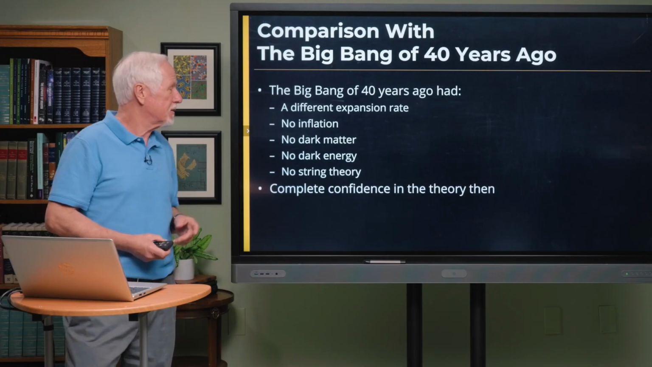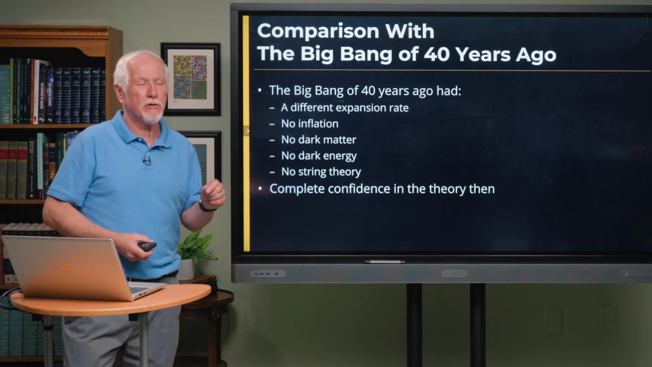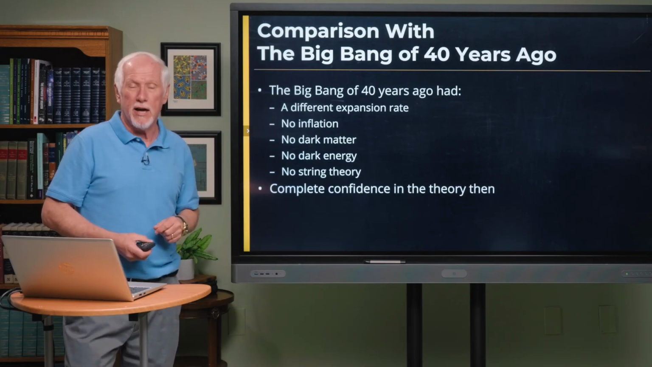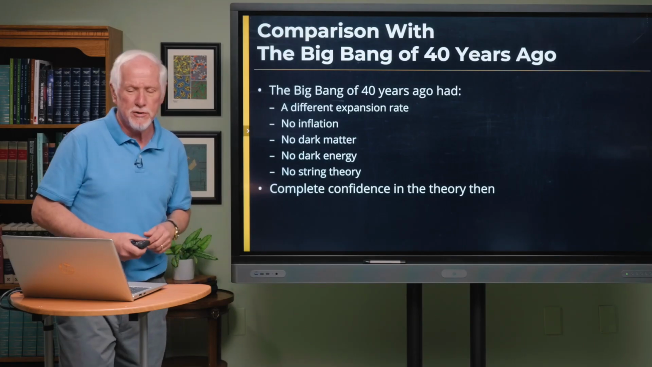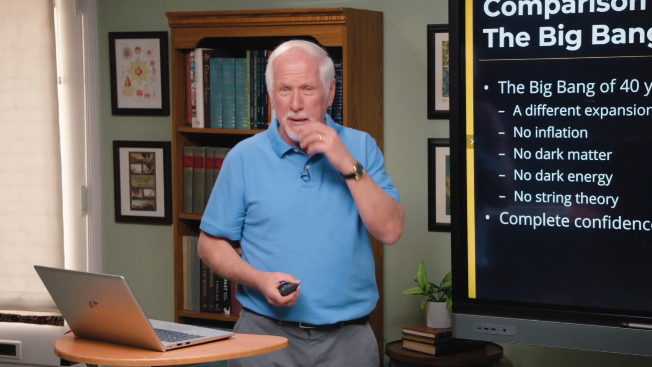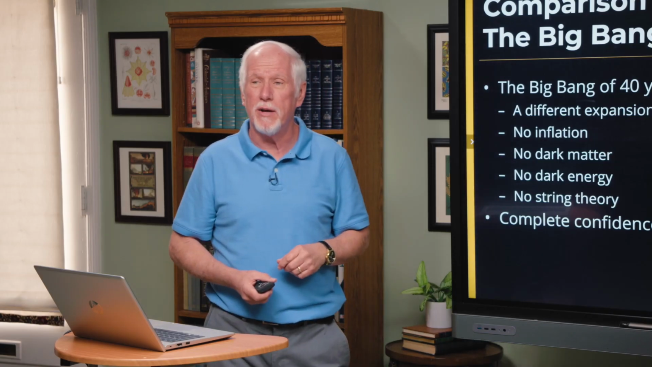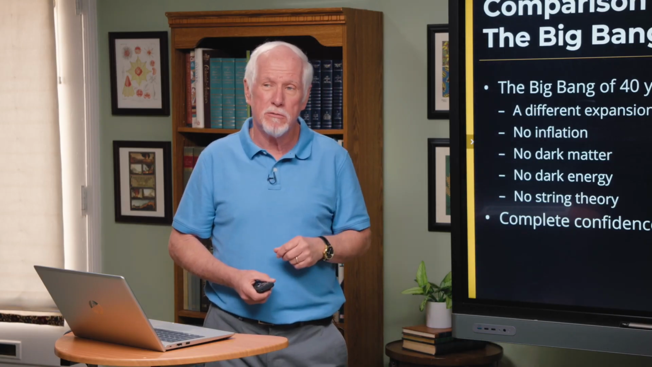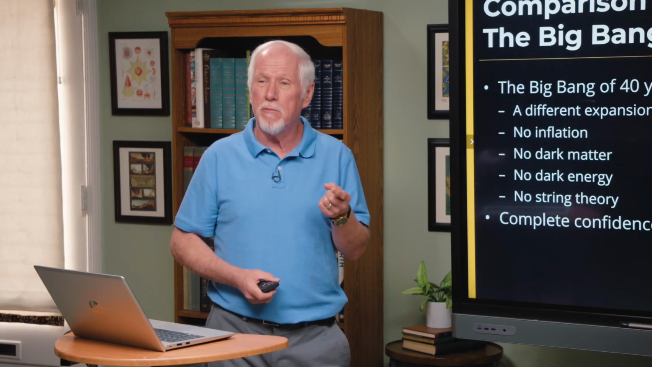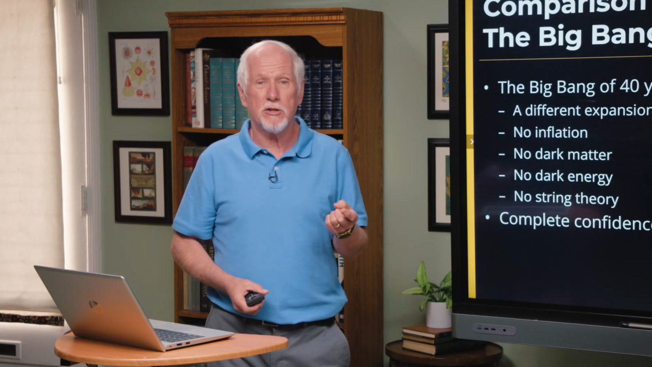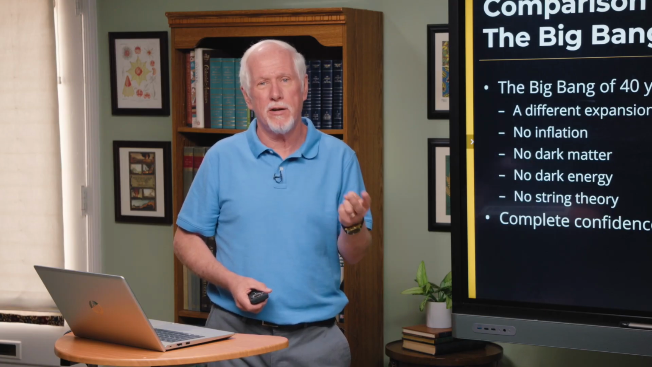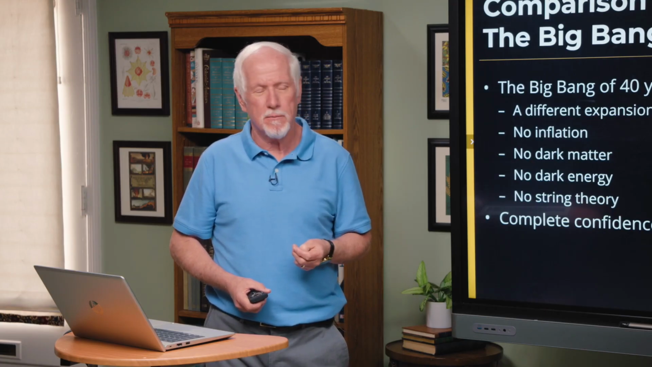Yet back then, they had complete confidence in the theory, just as today they have complete confidence in the theory. Now, I'm a student of the history of science, and I don't know what the Big Bang will be like in 40 or 50 years from now, but I can make two predictions. One prediction is that the Big Bang model will be very different in 40 or 50 years than it is today, and the other prediction is that they will have complete confidence in that theory as well.